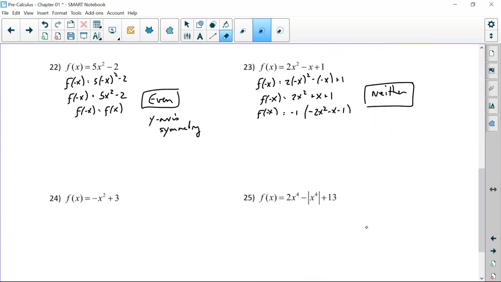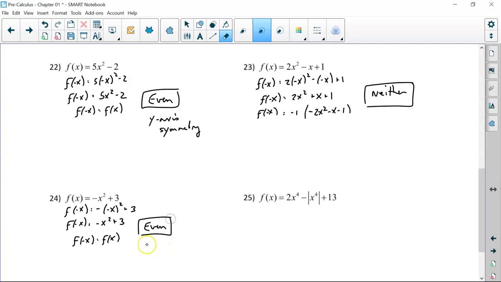Last two. Number 24. f of negative x equals the opposite of negative x squared plus 3. So when you square the negative, you get a positive times negative 1, so it's negative x squared plus 3. That is what we started off with, so f of negative x equals f of x. So that is an even function. Keep in mind, an even function has y-axis symmetry.